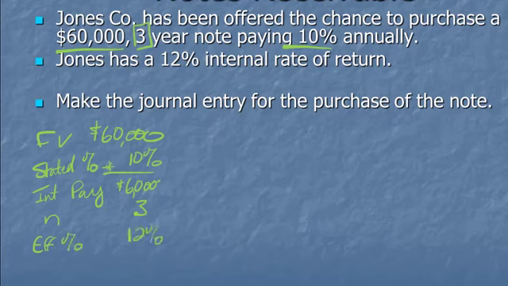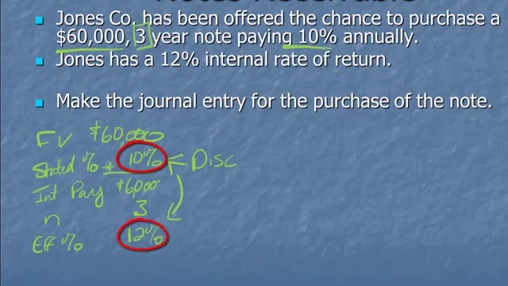Now, before I go any further on this, one of the things I want to decide is, is this a discount, a premium, or par value note? Meaning, how are we going to record this? Well, the important thing here is the difference between interest rates. Jones can normally make 12% interest. This bond or note is only paying 10%. So would that be a premium or a discount? It would be a discount, because this number is less than what Jones can actually make.